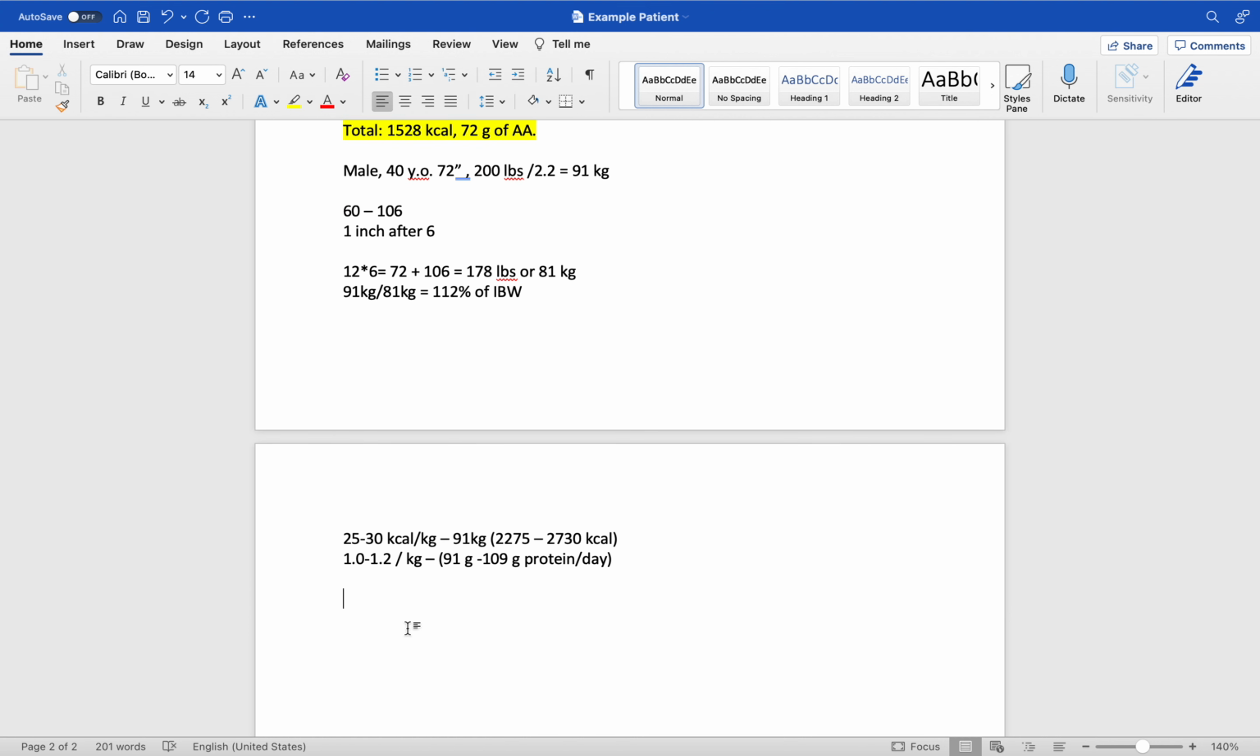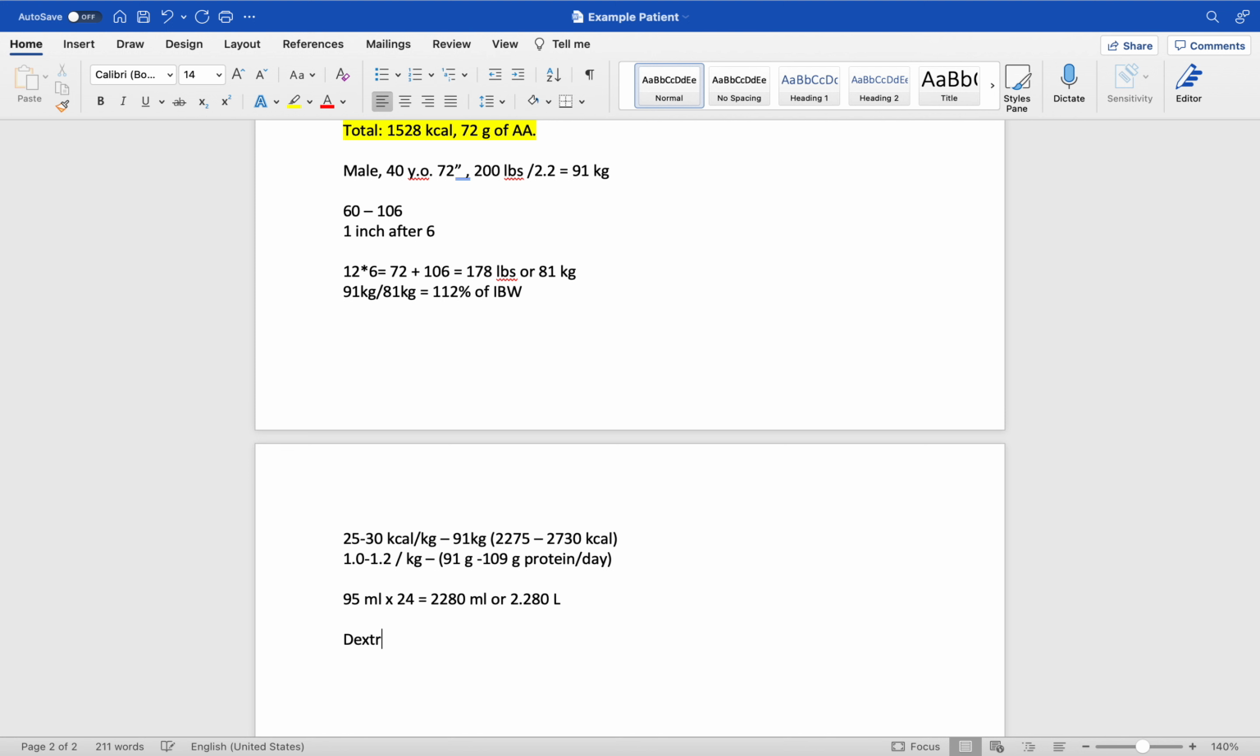So let's try 95 ml per hour. So 95 times 24 equals, okay, that's pretty high rate. So that's 2,280 mLs, or 2.280 liters.